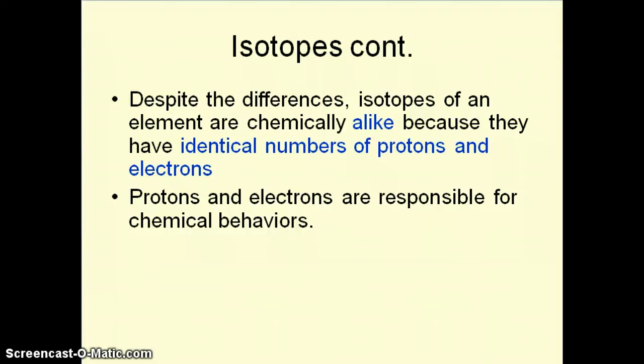Despite the differences, isotopes of an element are chemically alike because they have identical numbers of protons and electrons. So you can have different isotopes of an element, but it's still, for example, the isotopes of lithium, they are all lithium, because the protons and the electrons are the things with charge, and they're responsible for the way that a chemical behaves. So we say that electrons are the most important in determining how that chemical is going to react, and the electrons aren't changed and the protons aren't changed. And so isotopes are simply different masses of the same chemical element.